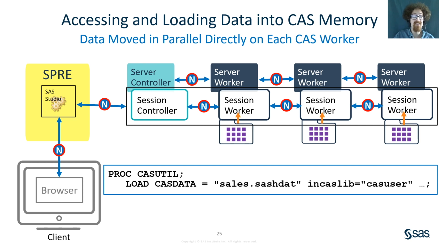Here is an example of a valid LOAD CASDATA statement for parallel load to CAS workers. This requires the use of a file stored in SASHDAT format, which is a SAS format designed specifically for parallel loads and saves. Think of it as a distributed form of a SAS dataset, distributed across these session workers, or the worker nodes in the CAS server.